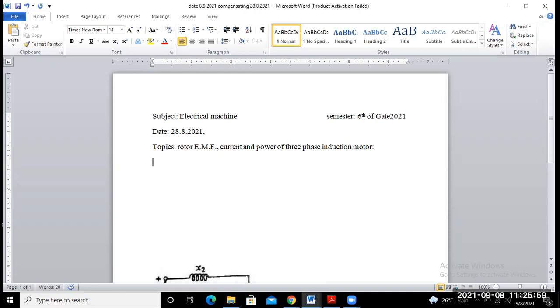At a standstill, the relative speed between the rotating magnetic field and the rotor conductor is the synchronous speed Ns.